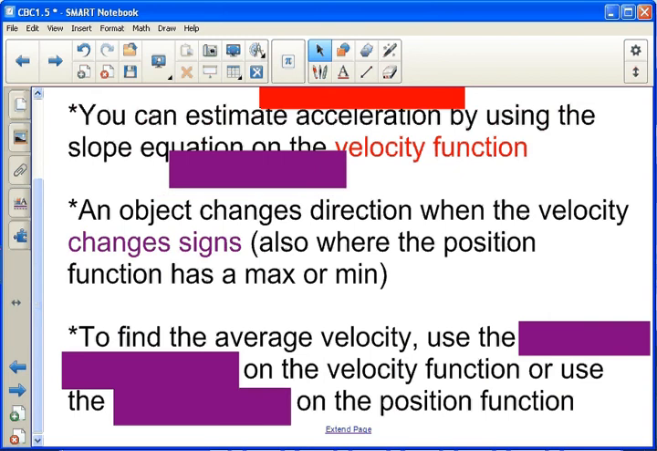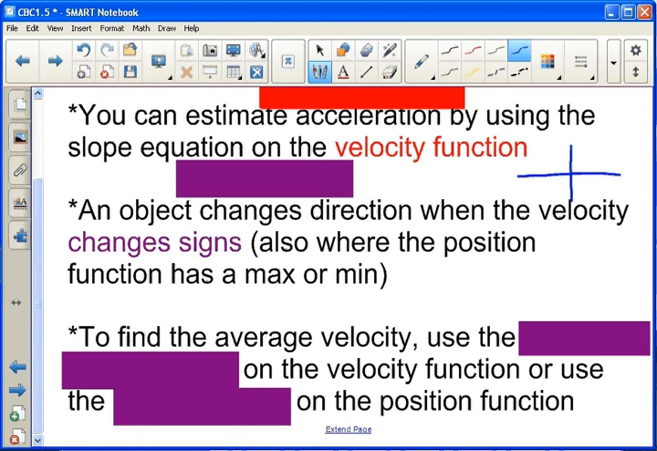The reason I worded it changes signs and didn't just say equals 0 is that occasionally you may have a function that touches 0 but doesn't change signs. If we have a graph that does this, this touches 0 but doesn't go under it, so there would be no change in direction. That just means something was moving forward, stopped, then continued moving forward. Whereas here we would have a change in direction because it actually changed from positive to negative. So this thing went forward, stopped, and then moved backward. But that's relating to the velocity equation.